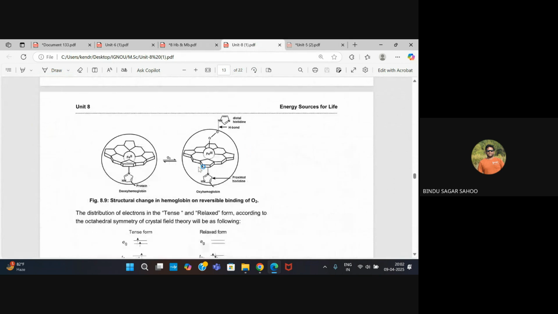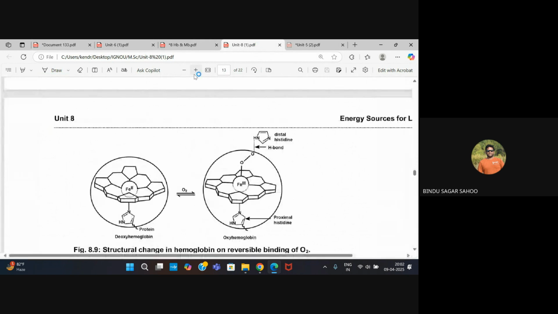Okay. So whatever it may be, you can see the structure. This is proximal histidine. This is distal histidine. The oxygen molecule binds above the plane with the iron atom. One side of the oxygen atom binds with Fe3+, and the other oxygen atom binds with another histidine residue. Since the oxygen binds with this histidine, it is named distal histidine. This is called distal histidine.